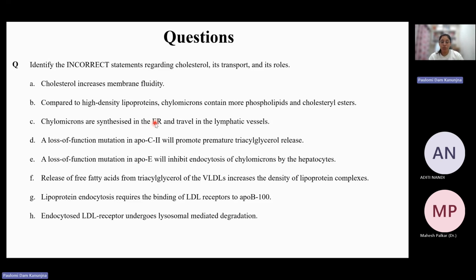So which of these options, if you read and if you compare, is incorrect? Be mindful, it is incorrect. Yes, see, what else?